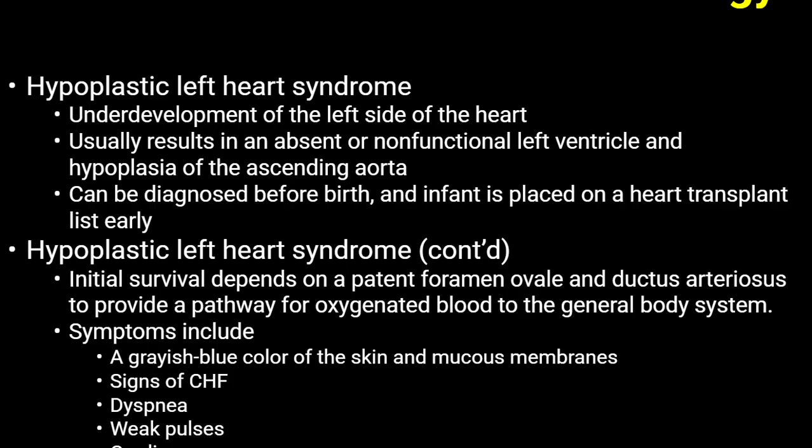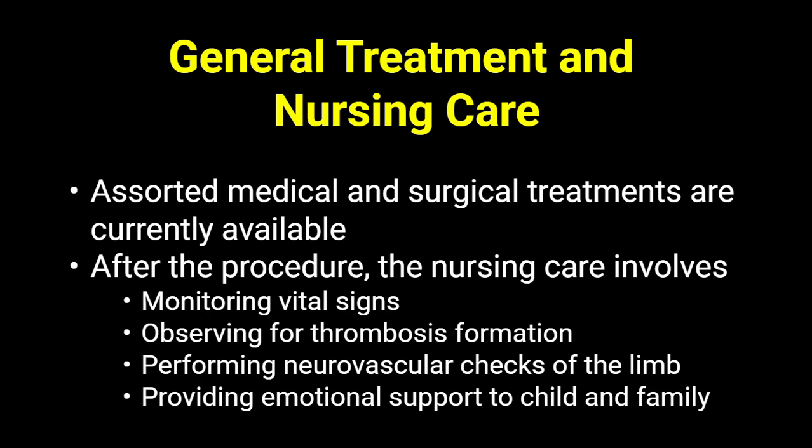Surgical management involves a series of 3 operations: the Norwood procedure shortly after birth, the Glenn procedure at 4 to 6 months, and the Fontan procedure at 2 to 4 years. This is palliative, not curative. Transplant remains the only definitive treatment. Assorted medical and surgical treatments are available for congenital heart disease.